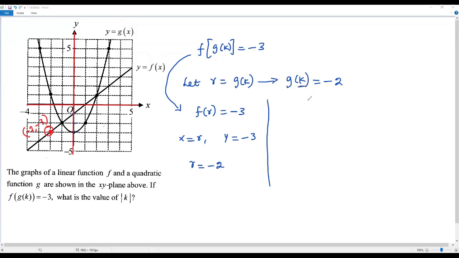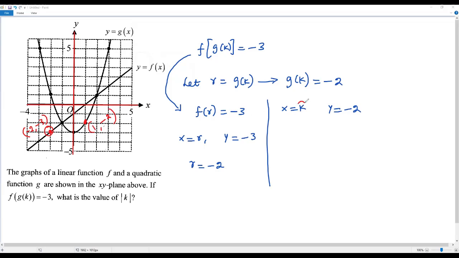Here instead of x we have k, so x equals k, and this is the value of y, that is y equals -2. Now we have to go to the graph of the function g of x, and identify the point where the y coordinate is -2. The parabola is the graph of the function g of x, and on it we have the point where the y coordinate is -2. What is the x coordinate at this point? Clearly the x coordinate over here is just 1.